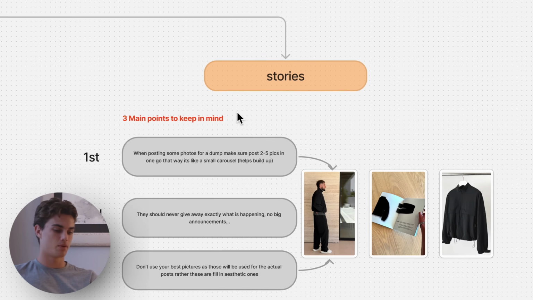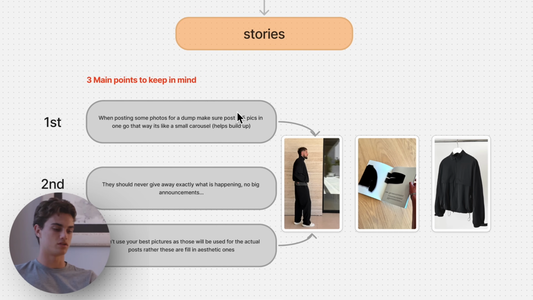Now, stories. Stories is another key point because this is what's going to keep people on the long term. When they follow you, they don't expect posts literally 24/7. They expect stories 24/7 because these are on a day-to-day basis.